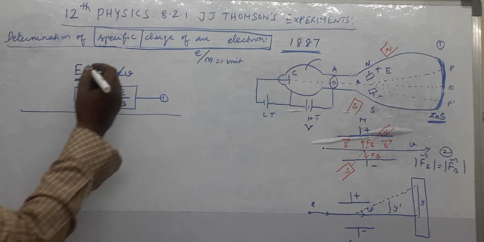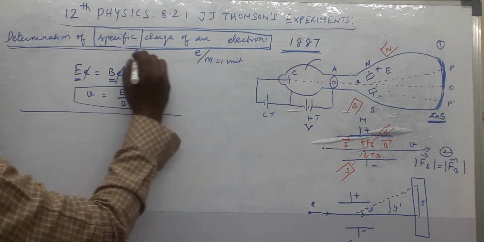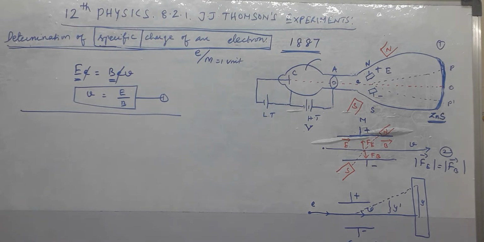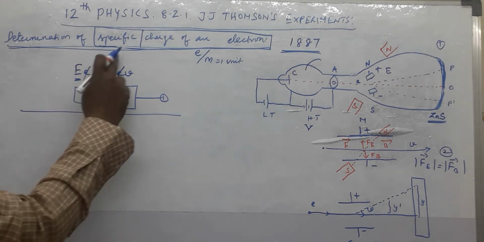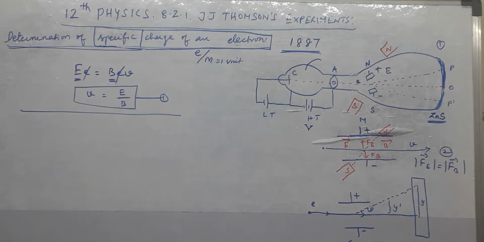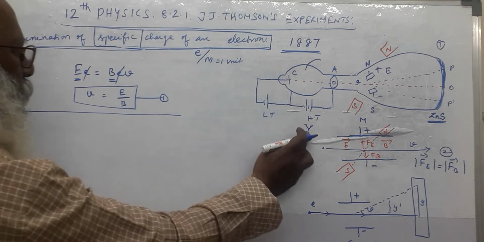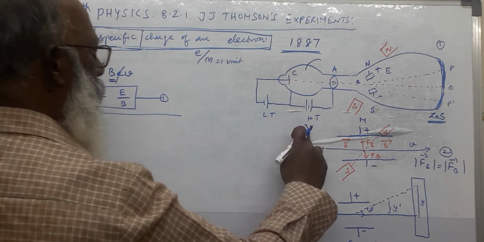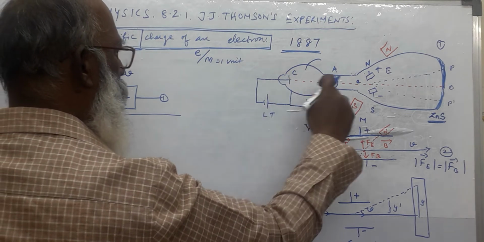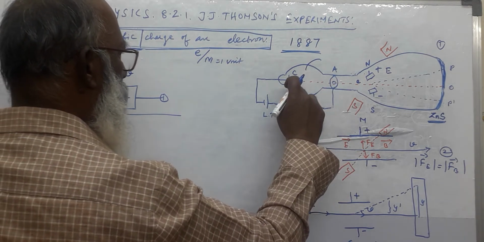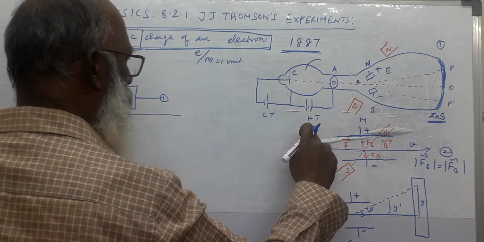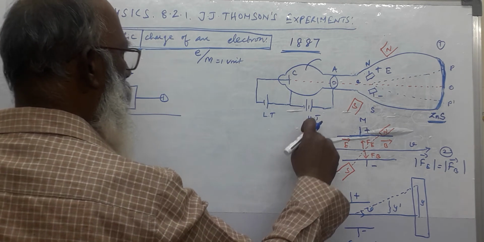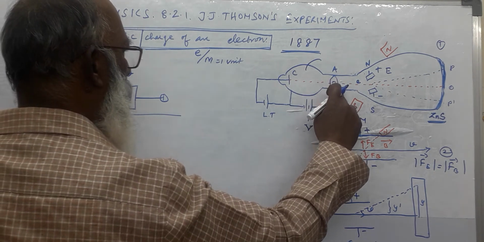the determination of the specific charge of an electron. How can we determine the specific charge of an electron? Very simple and very easy. Now we are applying the voltage V to the terminals in between cathode and anode, so that the emitted electrons are accelerated with the help of this potential V and move towards the anode.